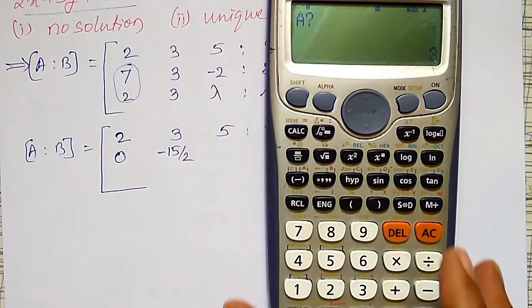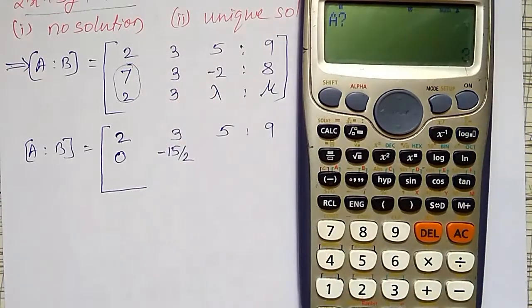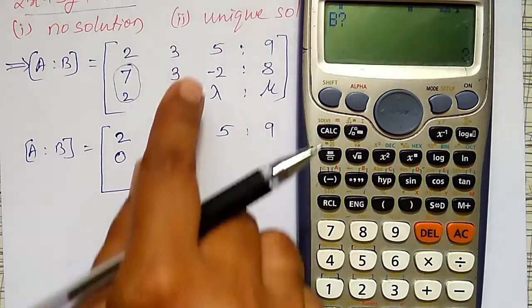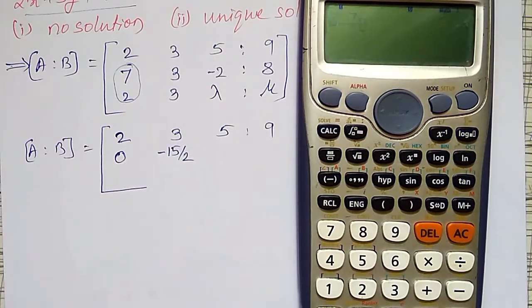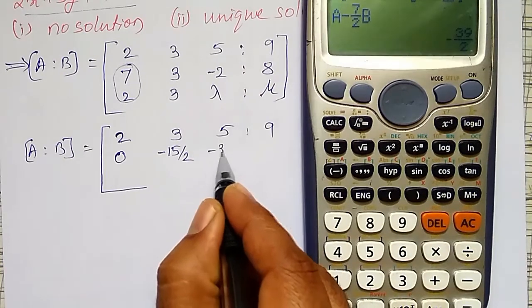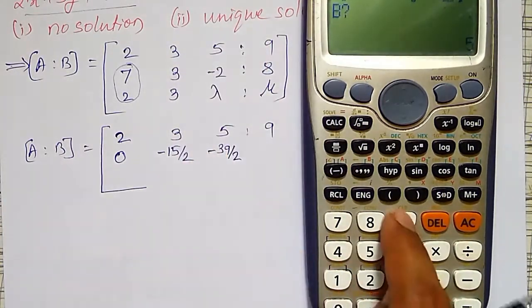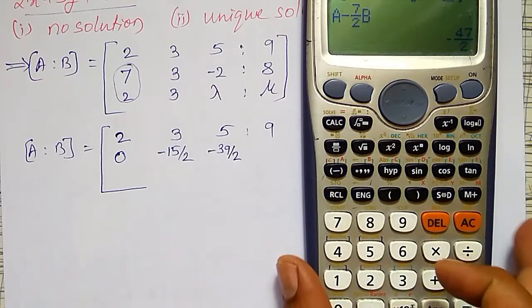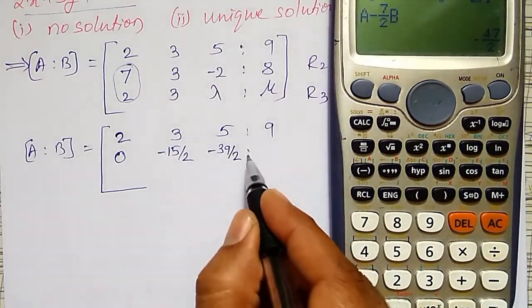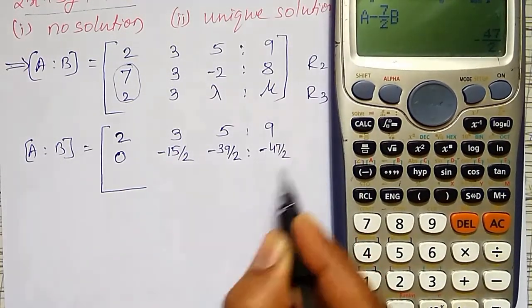Next, equal to, A value is minus 2, the corresponding R1 element is 5, and I get minus 39 divided by 2. Again press equal to, A is 8 and the corresponding B is 9, and it is minus 47 by 2.